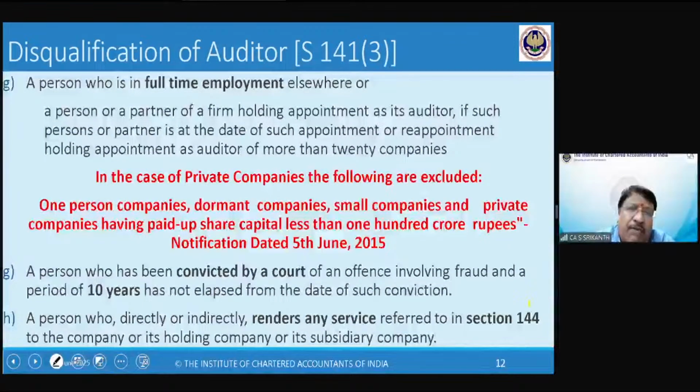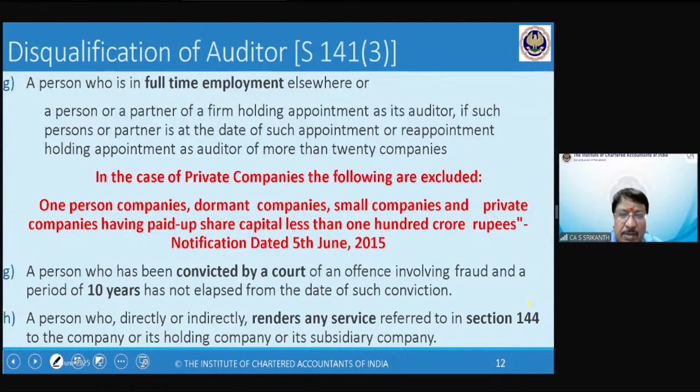A person or a partner of a firm holding appointment as its auditor, if such person or partner is at the date of such appointment or reappointment holding more than 20 company audits, is disqualified. So this 20 company limit is a ceiling. If you are an individual practitioner, you cannot be auditor for more than 20 companies. If it's a firm, then multiply by 20. Suppose there are 3 partners, 3 into 20, 60.